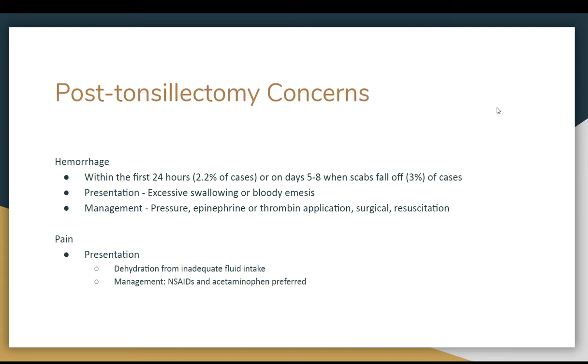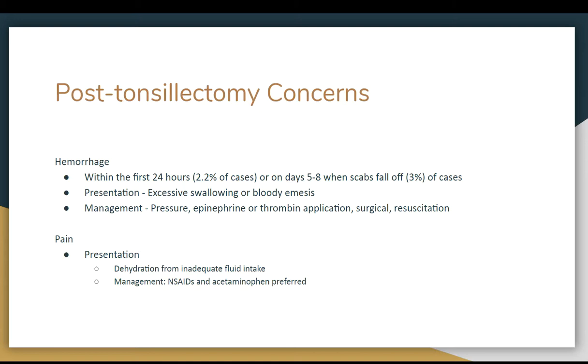So post-tonsillectomy concerns. Most patients who are going to bleed after a tonsillectomy are going to do so within the first 24 hours. That's about 2.2% of patients who have a tonsillectomy. Or they can bleed at a second time, which is between days 5 and 8 when the scabs fall off, and that's the other 3%. These parents need to be aware that the kid may have excessive swallowing or present with bloody emesis.